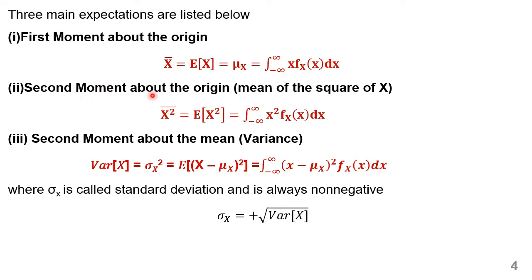Second moment about the origin, it is also known as the mean of square of x. It is x square bar is equal to E of x square is equal to the integral of x square fx of x dx between the interval minus infinity to infinity.